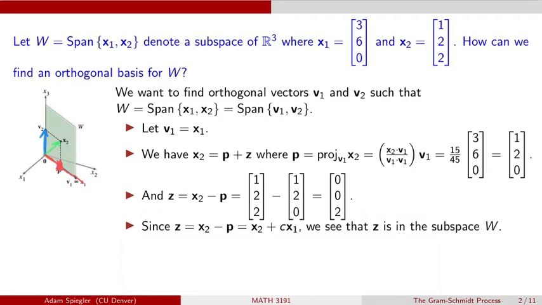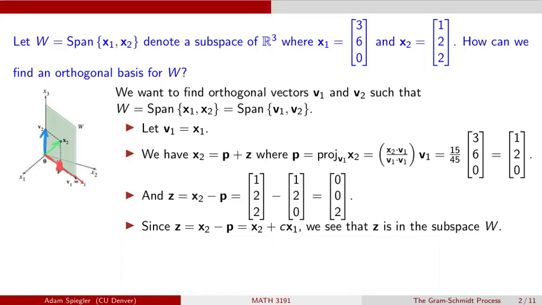But we want to check to make sure that this vector z sits in our subspace W. Since z is equal to x2 plus some scalar multiple of x1, that means it has to sit in the space which is spanned by these two vectors. So now I know that z is in the subspace W. I know that z is orthogonal to x1, and so the set that consists of x1 and z consists of two elements that are linearly independent, so therefore they span W as well.